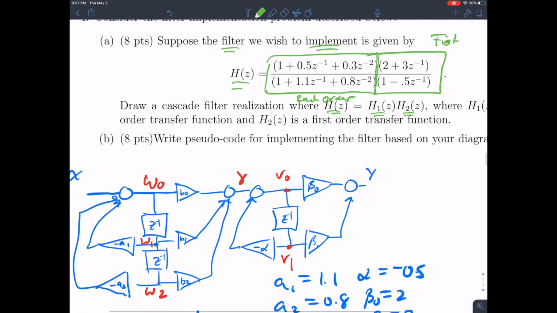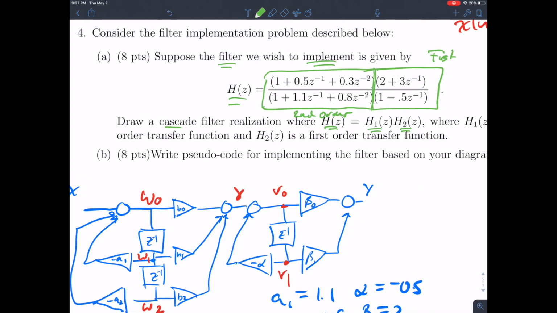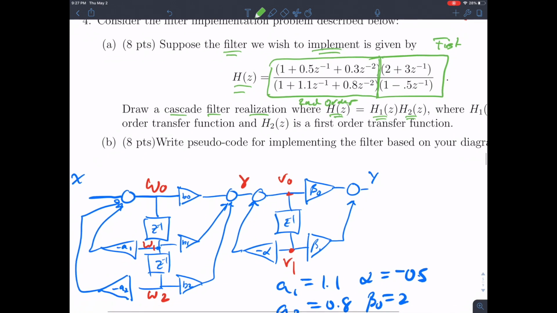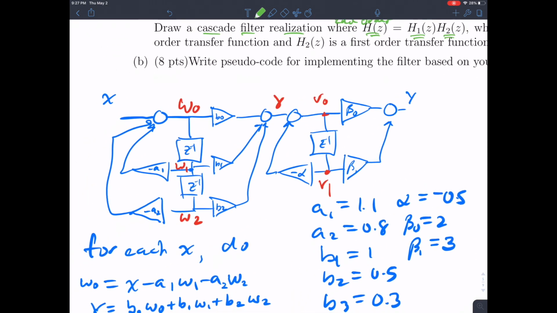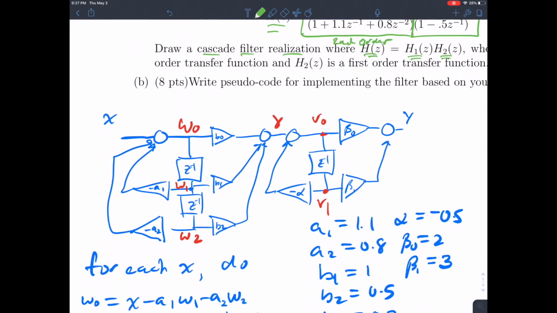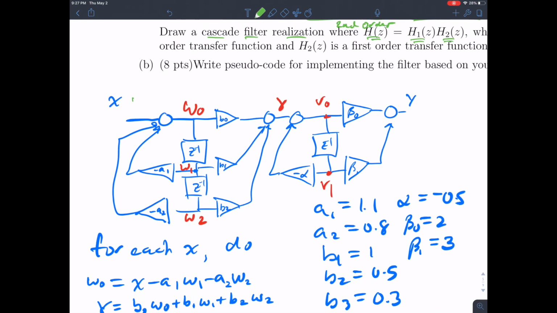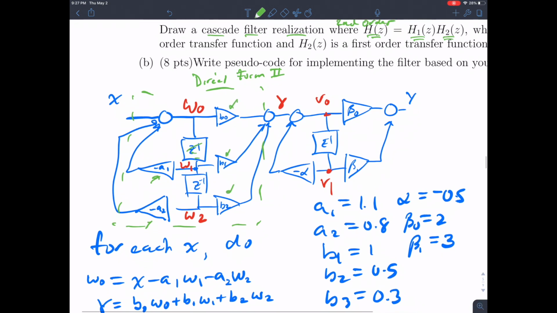Alright, so what you're supposed to do is draw the cascade filter realization diagram for the cascaded system. Okay, so what I'm expecting you to be able to do is take a look at this transfer function, and then we know, okay, here is direct form 2. We just have that memorized. Here's the delay lines, here's the feedback A's, here's the B's. And so we just identify those.